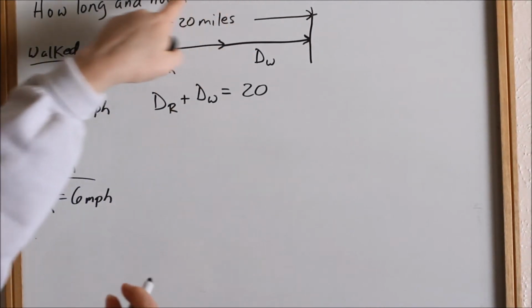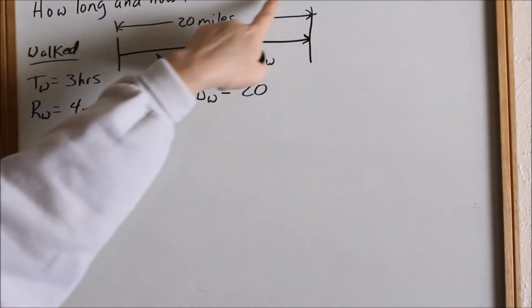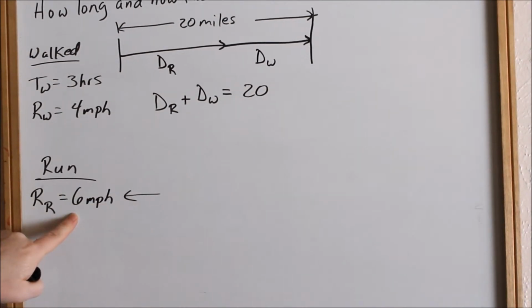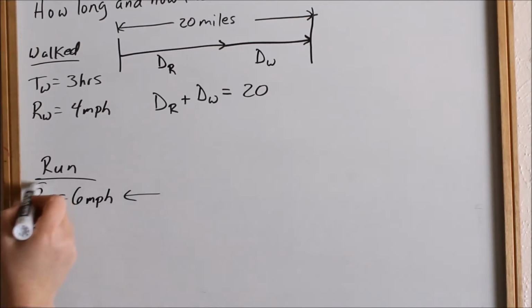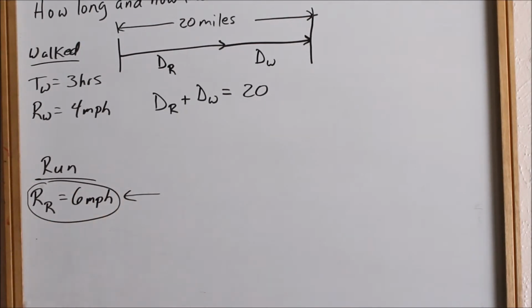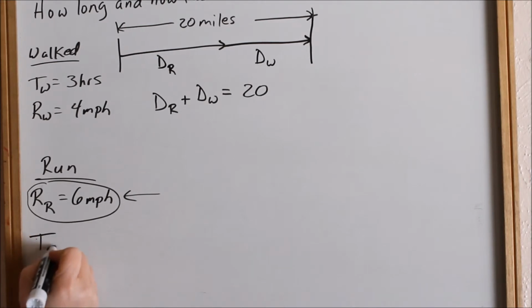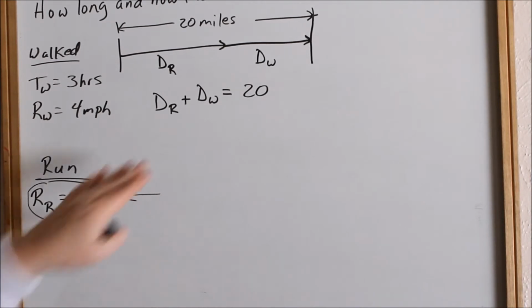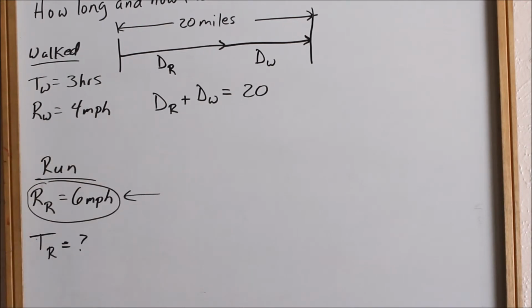Okay, and then it says, how long and how fast did John run? Well, how fast did he run is actually one of your answers. So that is one of the answers. Then it also asked, how long did he run? We don't know that, but we can go back to our equation right here.